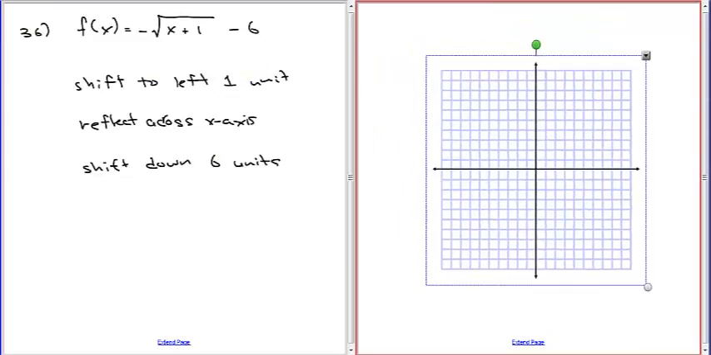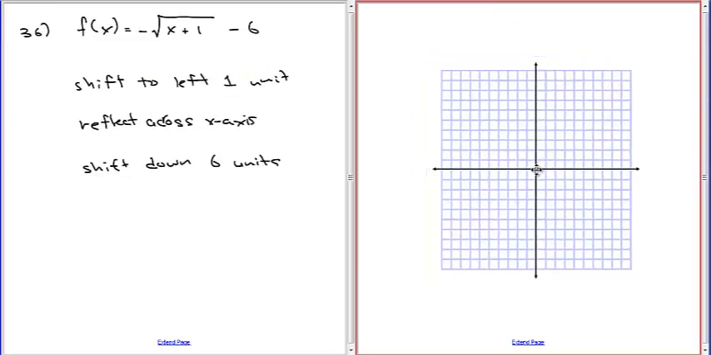Again, our parent function starts at 0. It goes over 1, up 1, over 2, up 1 over 1, up 2 over 4, up 3 over 9. Okay, so those are points. We're going to shift to the left 1 unit. So we're going to move the anchor point, and then we're going to go up 1 over 1, up 2 over 4, up 3 over 9. So you can see everything's been shifted to the left 1 unit.